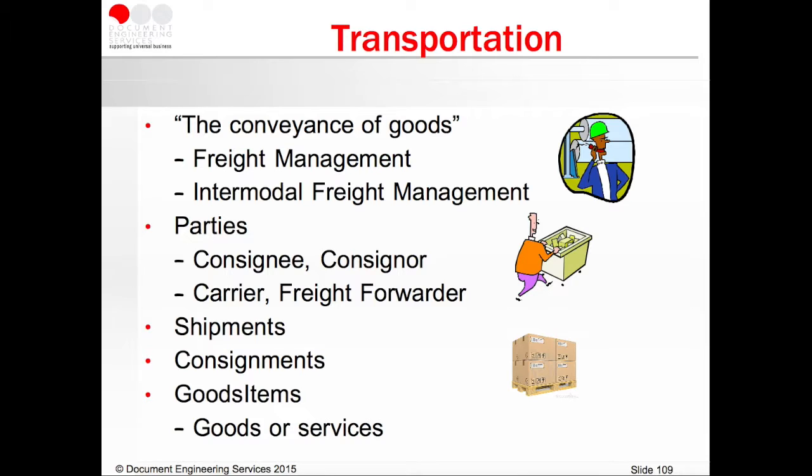The parties involved in the transportation process involve people like consignees and consignors, carriers and freight forwarders. So we introduce the idea of intermediaries into the process of document exchange. Two of the other concepts we need to clarify are shipment and consignment. We'll talk a bit about those in a moment. And also the definition of goods items. Goods items, be they goods or services, and how items are transported.